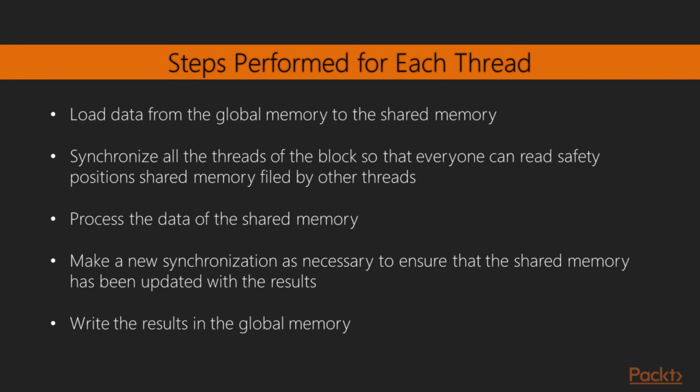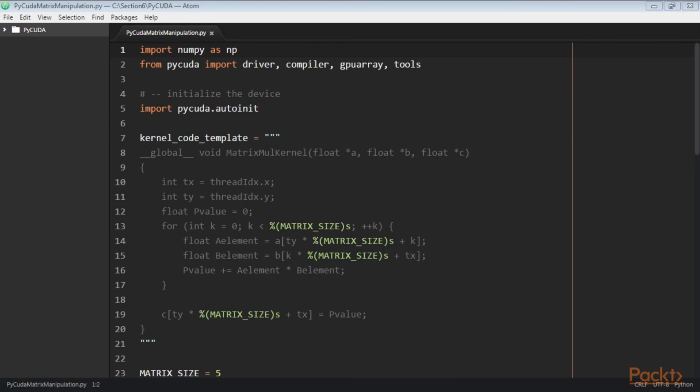The basic steps to be performed for each thread will then be as follows. 1. Load data from the global memory to the shared memory. 2. Synchronize all the threads of the block so that everyone can safely read the shared memory positions filled by other threads. 3. Process the data in the shared memory. 4. Make a new synchronization as necessary to ensure that the shared memory has been updated with the results. 5. Write the results to the global memory. To better understand this technique, we'll present an example which will clarify this approach. This example is based on the product of 2 matrices.